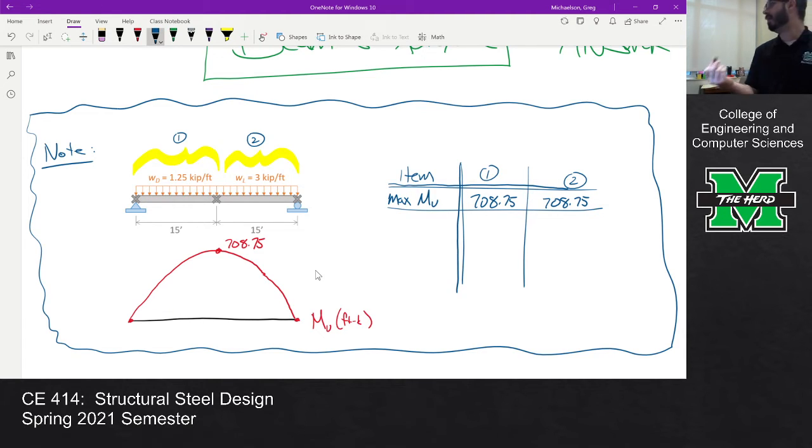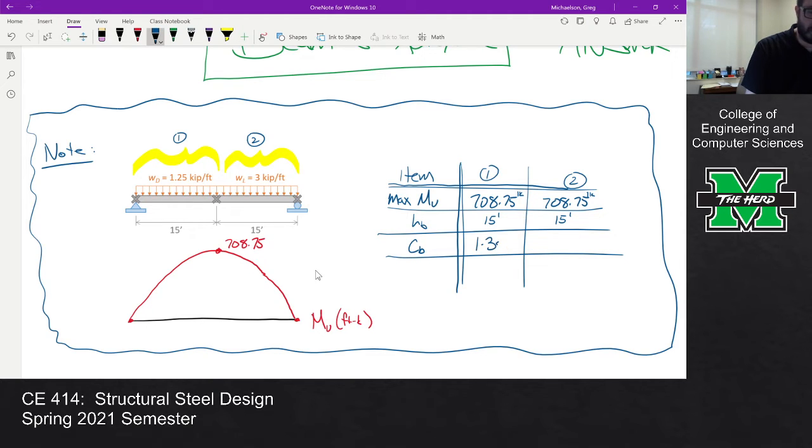Okay, what about the LB? Put units on this. Well, this is 15 feet, this is 15 feet. What about the CB? Well, this was 1.3, this was 1.3. So analytically, both segments were the same. There weren't any differences between segment 1 and segment 2.